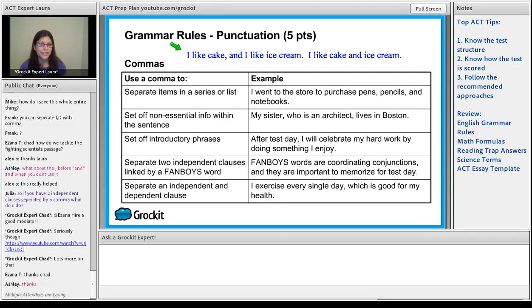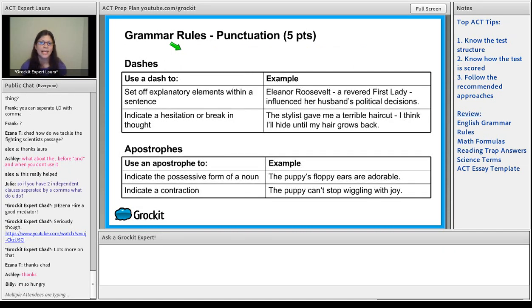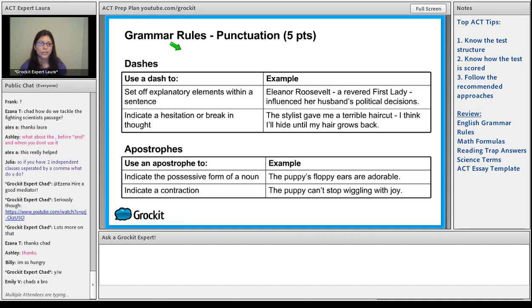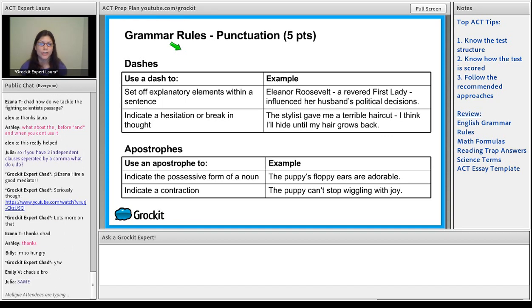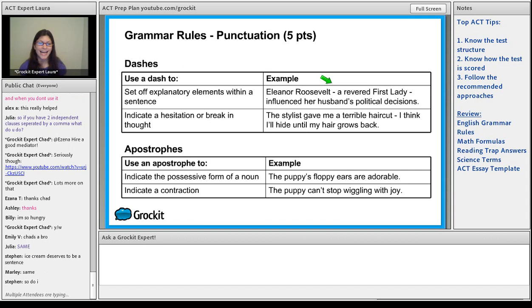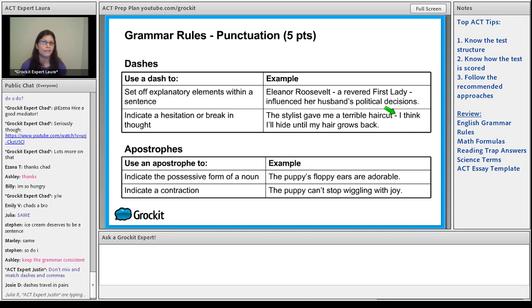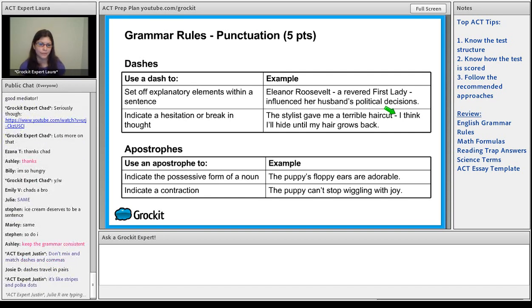For dashes, these are a little bit weird. Dashes are pretty much chameleons, and you just want to make sure that they're matched up with each other. So you wouldn't have a dash and a comma. You'd either have 2 dashes or 2 commas. You can also use a dash almost like a semicolon. So dashes generally are not incorrect. They're usually fine unless they're mismatched with commas. Other than that, they're usually absolutely fine.